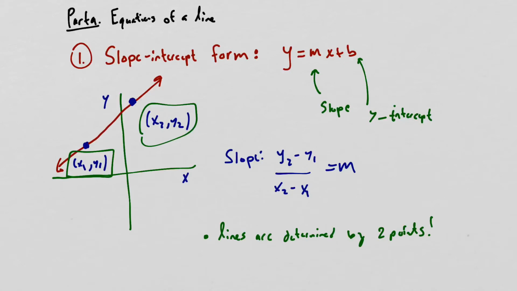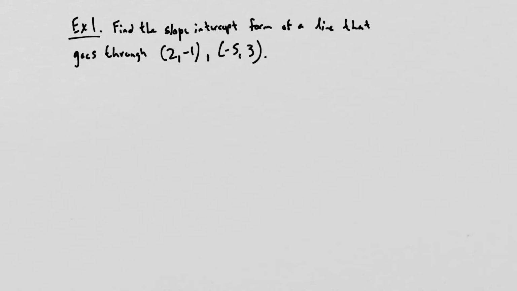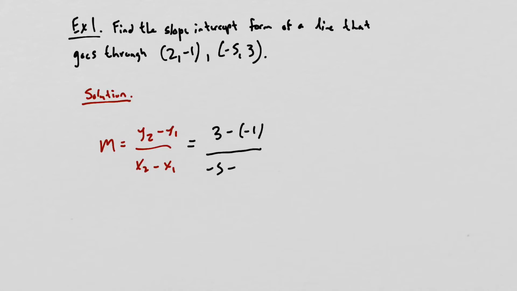Let's compute an example. Example 1: find the slope-intercept form of a line that goes through the following 2 points. To solve this, let's go ahead and find the slope first. m, again, is going to be y2 minus y1 over x2 minus x1. Then we're going to see that this is 3 minus negative 1 divided by negative 5 minus 2. Simplifying this is going to be 4 divided by negative 7, which is negative 4 divided by 7.